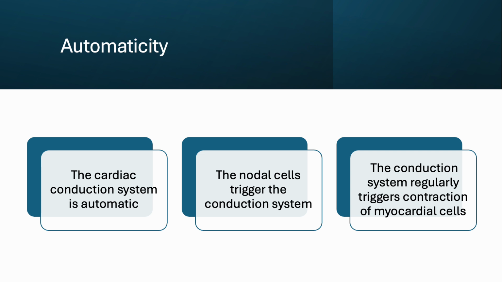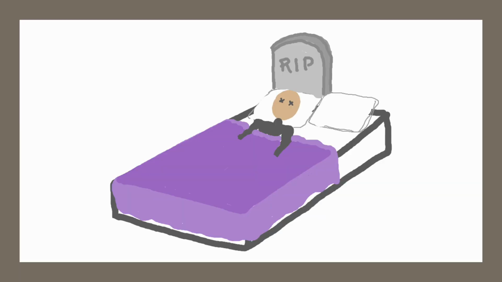This is basically an automatic process. The cardiac conduction system is automatic. The nodal cells trigger the conduction system, and the conduction system regularly triggers the contraction of the myocardial cells, or the muscle of the heart. It's a good thing that your heartbeat is on autopilot. I mean, seriously. Otherwise, you would have died the first time you fell asleep.